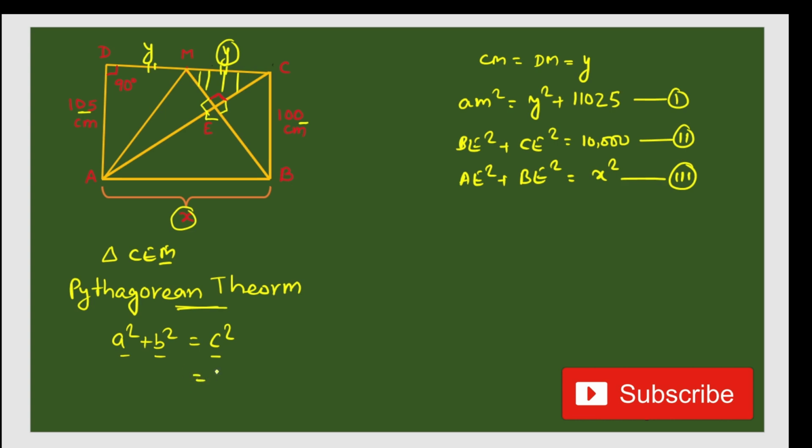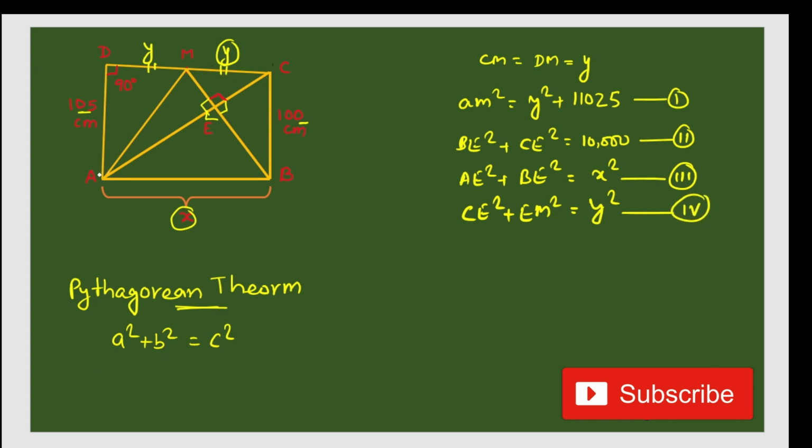So y square is equal to the other sides of this triangle, CE square, that is CE and its square, plus the next, EM square, so it is EM and square. So here we have calculated CE square plus EM square, that is equal to y square, right? And we label this equation as equation 4.